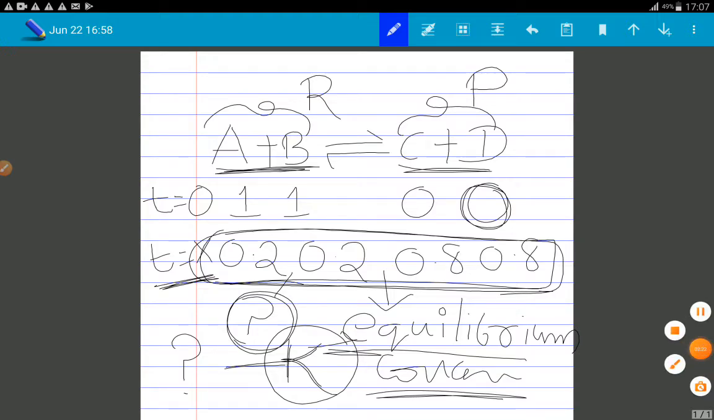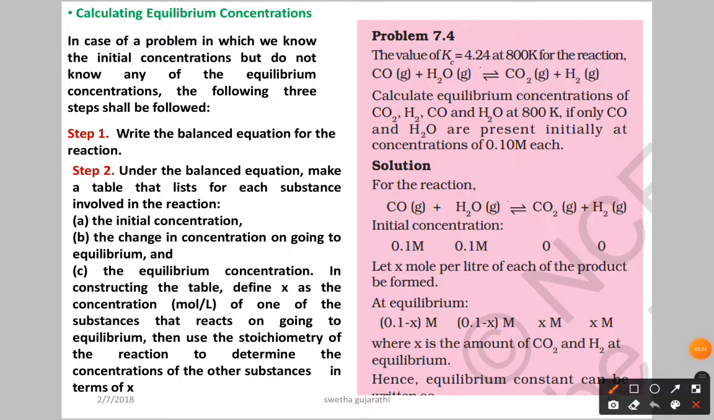Now let us see. For calculation of equilibrium concentration, we have steps, and we will discuss them one by one. Instead of going through them simply, I am going for one example, which is in the text, problem number 7.4. Let us see what problem is given here.